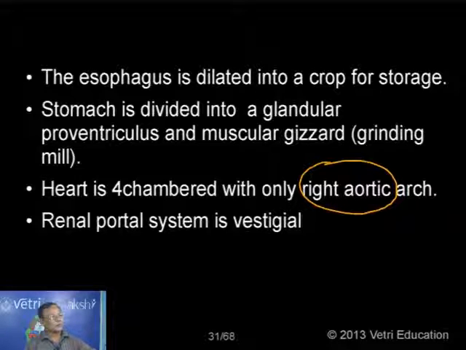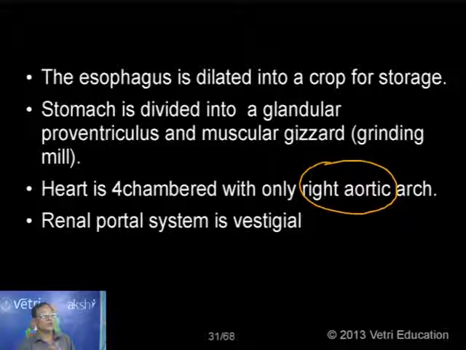So remember that one: presence of right aortic arch and absence of right ovary is one of the flight adaptations. Then about the portal system. Normally in the case of reptiles, just as in the case of frog, we have both renal as well as hepatic portal system. But in the case of reptiles, the renal portal system is not fully developed. In the case of birds, the renal portal system is vestigial, non-functional. Only the hepatic portal system is well developed, both in birds as well as in man.